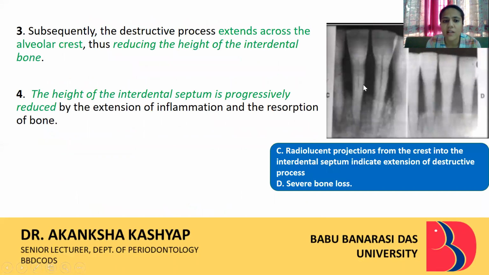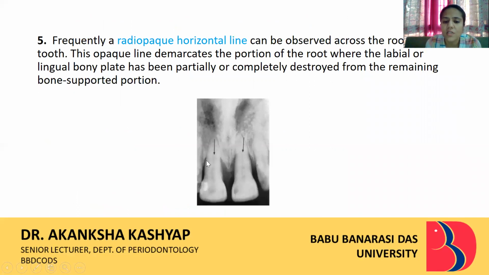Further, as the bone destruction process increases, the height of the bone decreases, and then finally there is severe bone loss. So the radiolucency increases, you can see, and there is severe bone loss. Frequently we can appreciate a horizontal radio-opaque line on the root surface. This demarcates the area on the root surface where bone has been denuded or destroyed from the area where the bone support is remaining. In this area, the facial as well as the lingual bone have been destroyed.